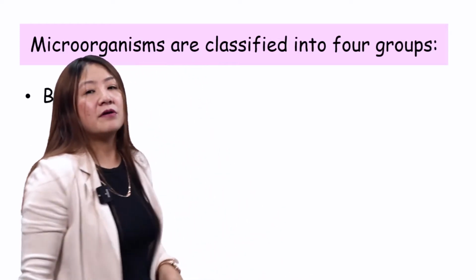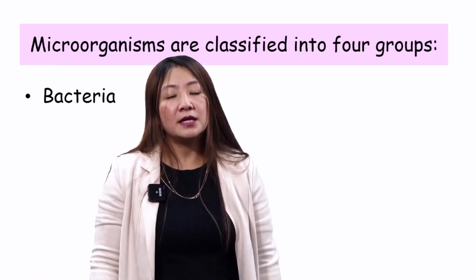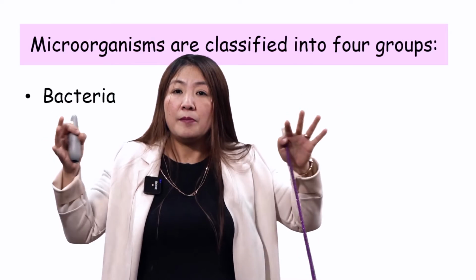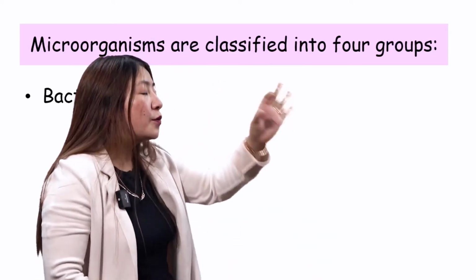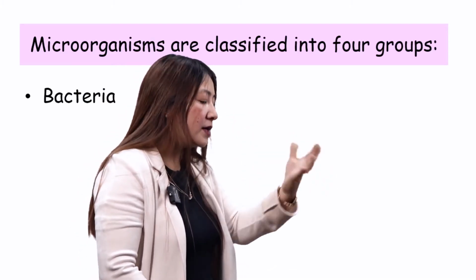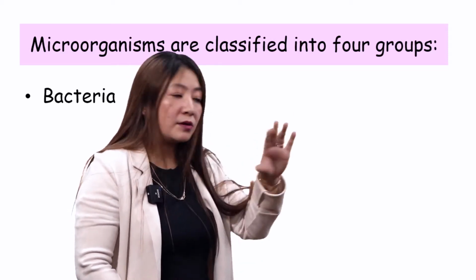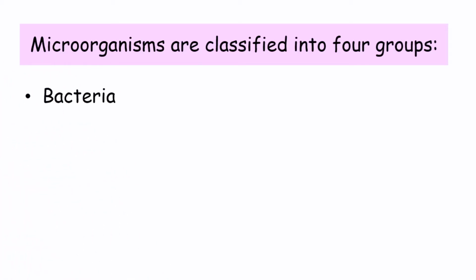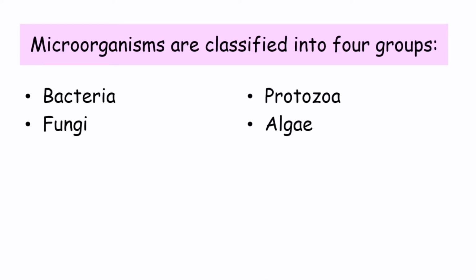Microorganisms are classified into 4 groups. Let us first classify these microorganisms. So many microorganisms are there. Microorganisms means those organisms which can be seen only under the help of a magnifying glass or a microscope. So let us see the four groups of microorganisms. First is the bacteria, then the fungi, then we have protozoa and algae. Once more, students: bacteria, fungi, protozoa, and algae.